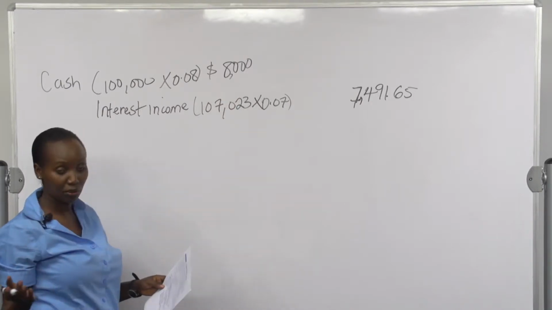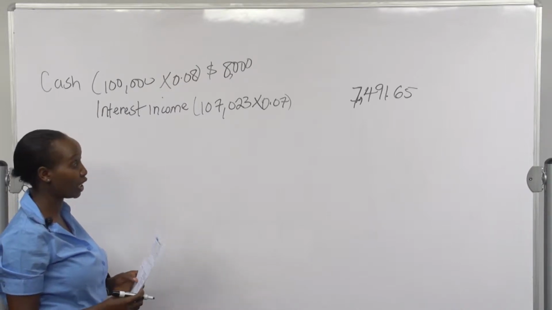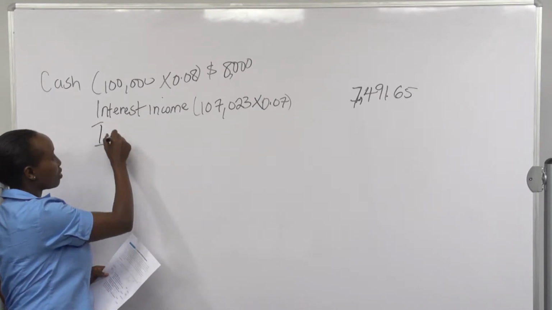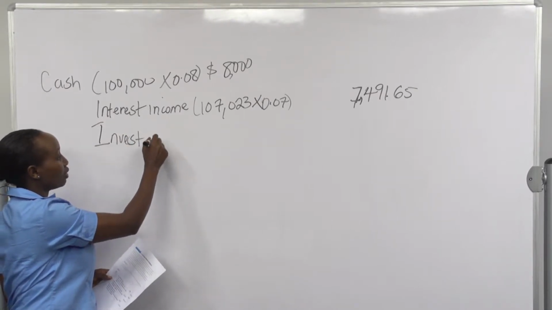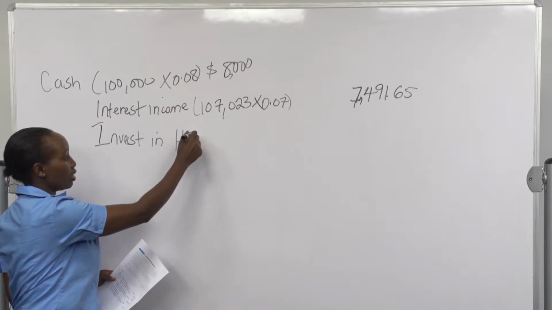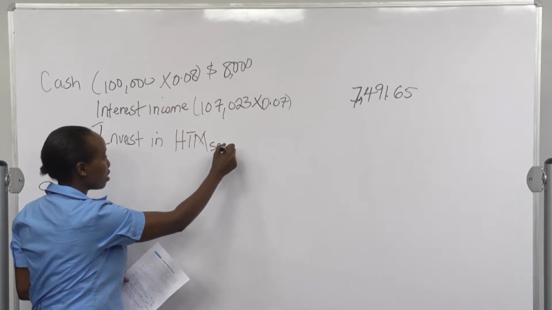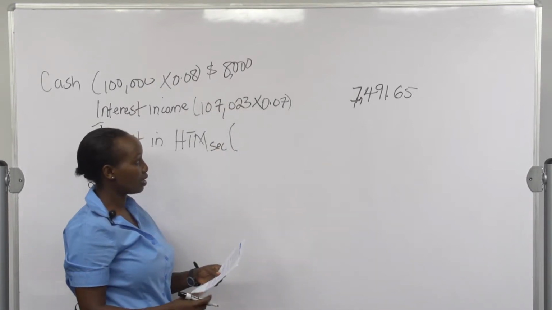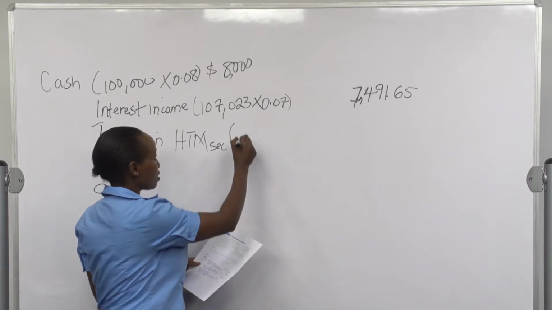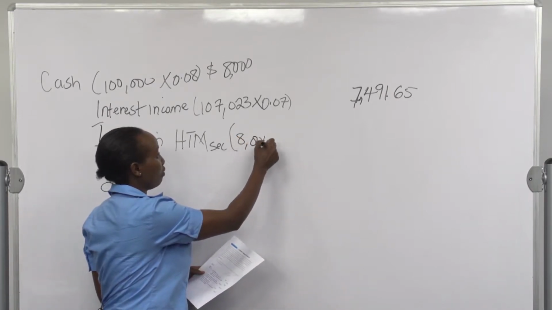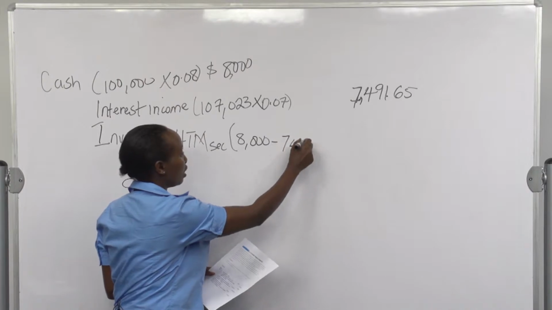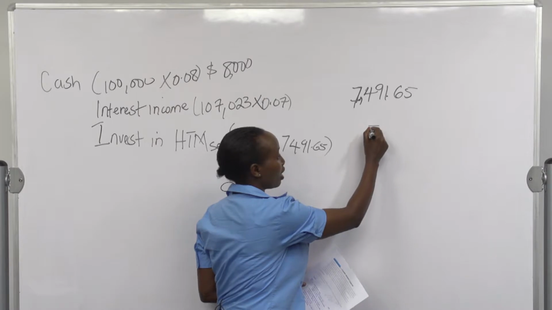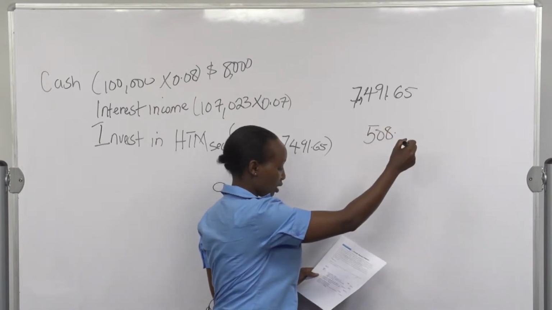So this was sold at a premium. That's why the value is still above 100,000. So for the premium, which means we are decreasing the value of the investment in held to maturity, investment in held to maturity securities is going to be reduced by the amount of 8,000 minus the 7,491.65. So that gives us a total of $508.35.